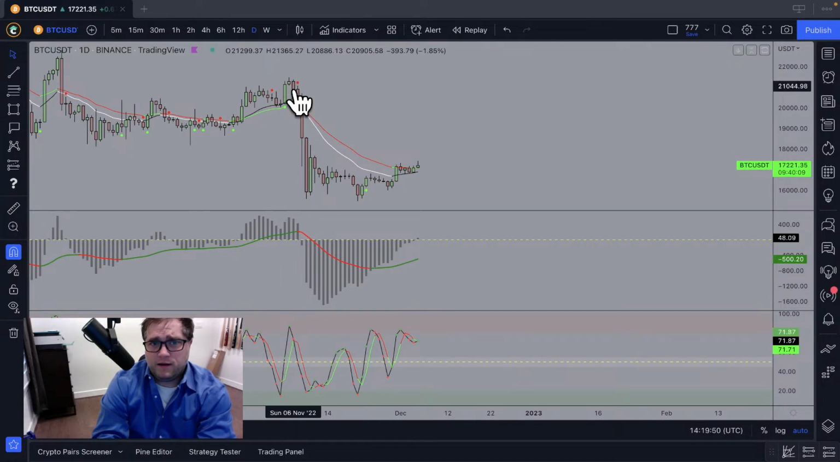You can see that on the day chart, you had a massive sell-off. We haven't even broke this high yet. To even think about going long, you got to break this high over here, and I don't see that happening. We haven't broke a swing high on there at all.